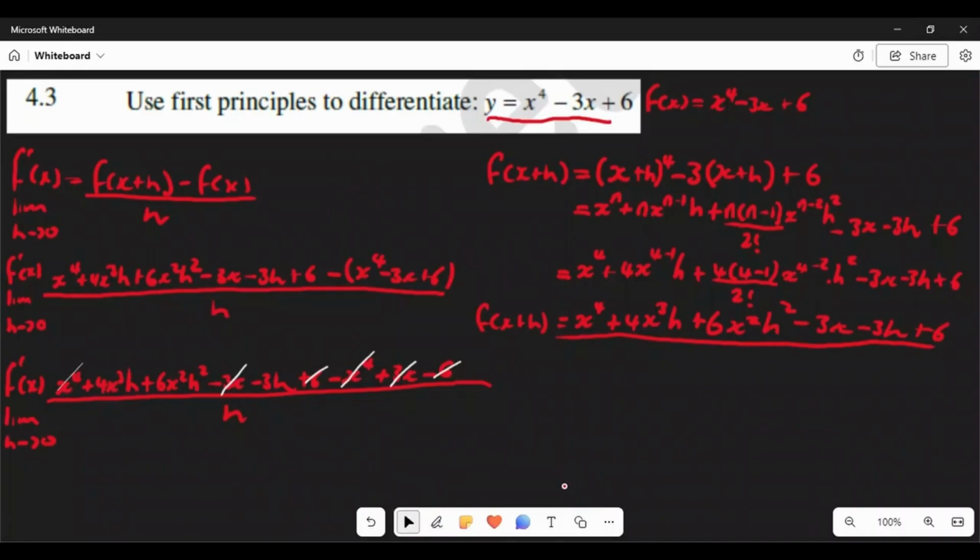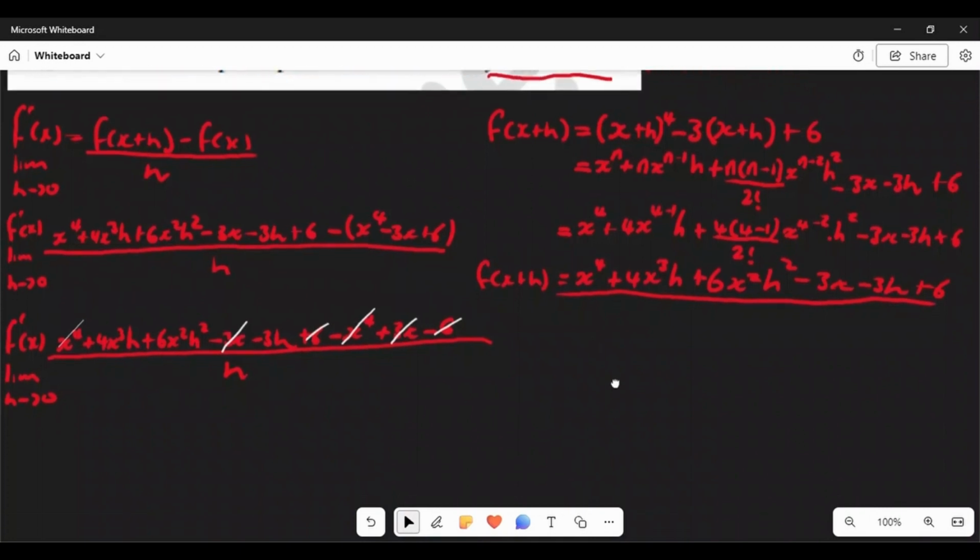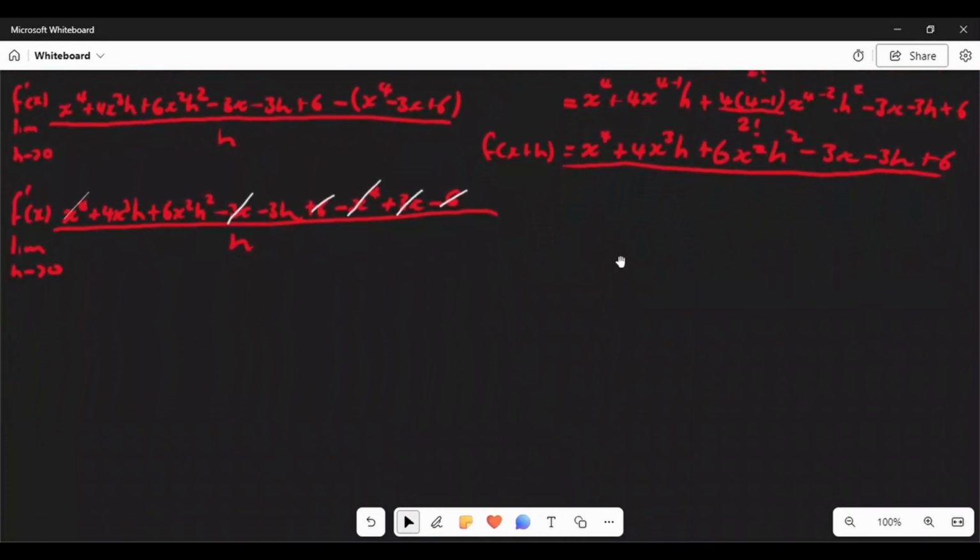So what you should be left with, again, to double check, it should be all the terms with h. So let me just create a little bit of space, guys, because we don't have space. Right, so when you continue, do not forget to write f prime of x, then you write the remaining on the numerator. So let me write limit here, and then h approaches 0. So what do we have there? We're going to have 4x cubed multiplied by h plus 6x squared h squared minus 3h. This is what we're left with, guys.